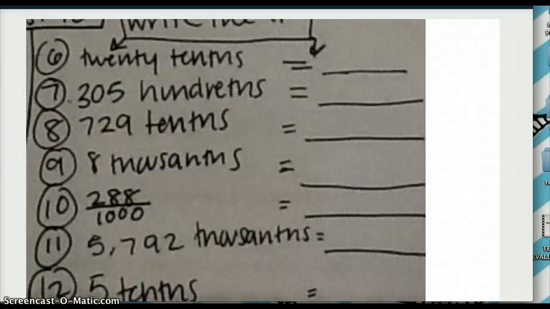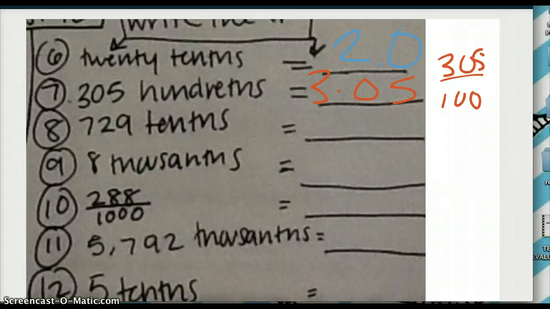This says write the numbers. 20 tenths looks like that. It is also the same as 2 ones. 305 hundredths looks like this. It is also 3 5 hundredths. It also could look like this. That's a 5. 729 tenths is also equal to 72 9/10.